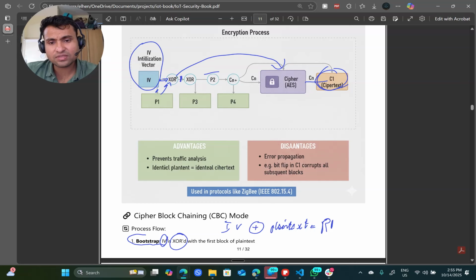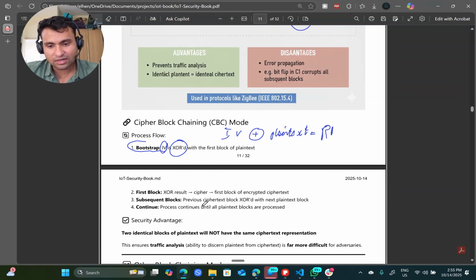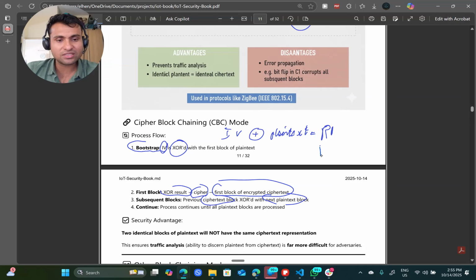So what happens is that whenever you obtain the ciphertext, you take the next block, P2, which is shown here. So just ignore this diagram. This P2 and this thing is again XORed. So now this becomes sort of a new initialization vector, and that is how the process continues. You take the XOR of the result, you get the cipher, and you get the first block of your encrypted ciphertext. Now you take the previous ciphertext block and XOR it with the next plain text block, and you obtain something known as R2.